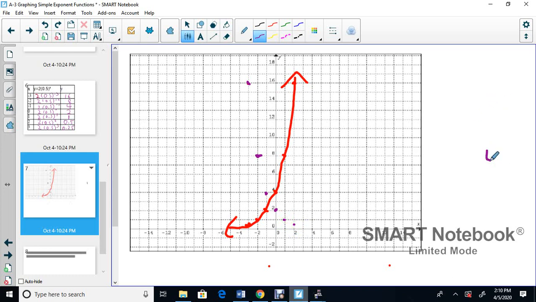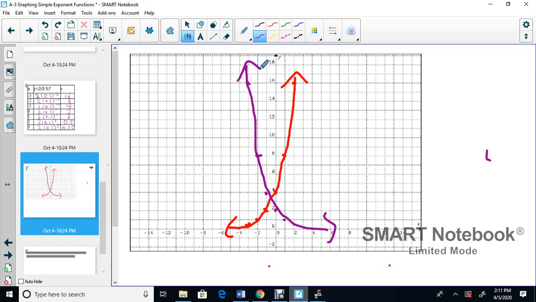I'm going to use my pen to try to do the best curve I can through here. And you can see this is going the other way. Okay, and that goes like that. It's the best I can do. I kind of missed that one. It's close. But there's that one.